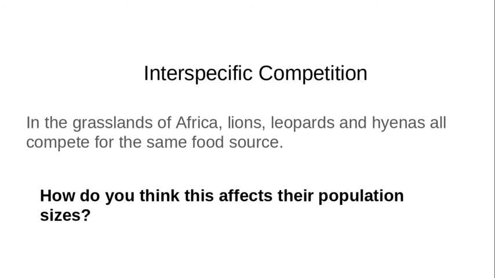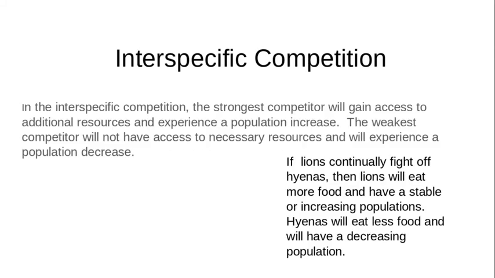So let's go back to the word interspecific competition. Interspecific, again, is two different species. So in the grasslands of Africa, lions, leopards, and hyenas all compete for the same food source. So these are three different species competing for the same food source. How do you think this affects their population size?